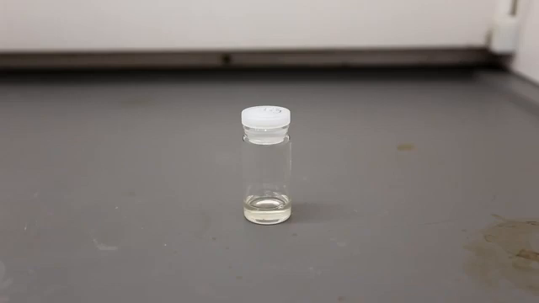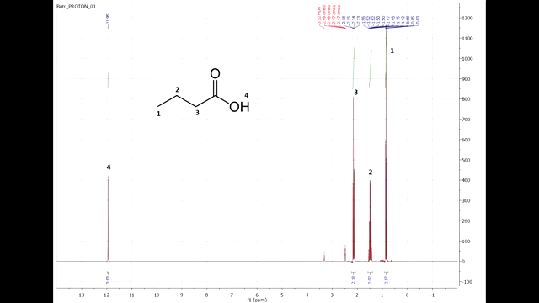A distillation can be carried out to further purify the butyric acid and to remove the slight yellow tinge. This is the final and quite clean proton NMR of the butyric acid.